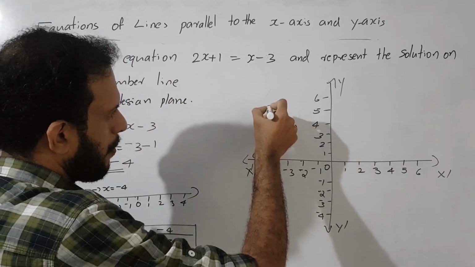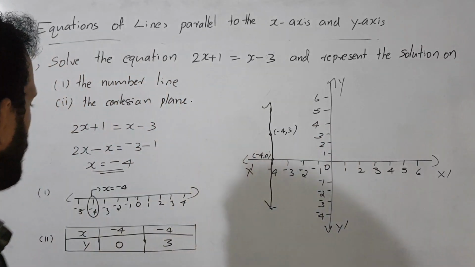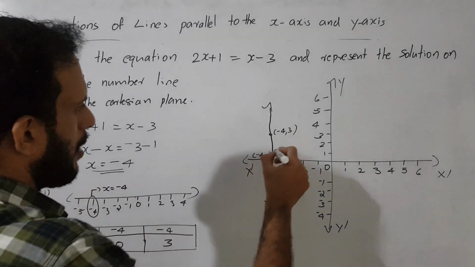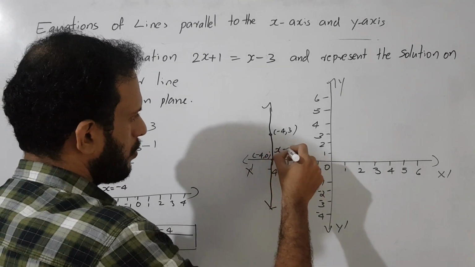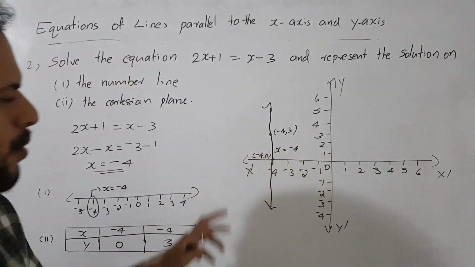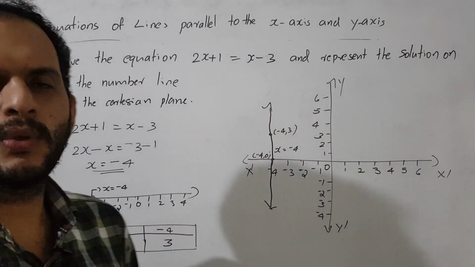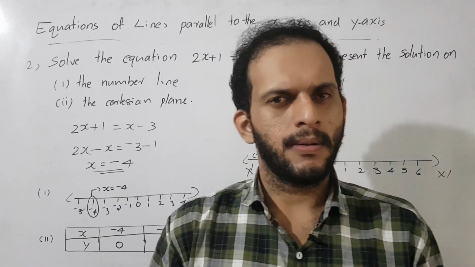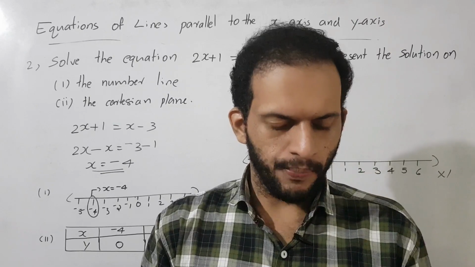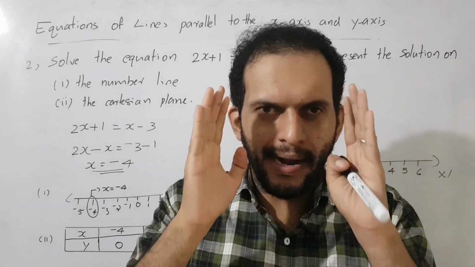We just join the points with the equation. The equation is x is equal to minus 4. So it is very clear, the graph is parallel to the y axis, correct? Parallel to the y axis. So don't forget the idea.